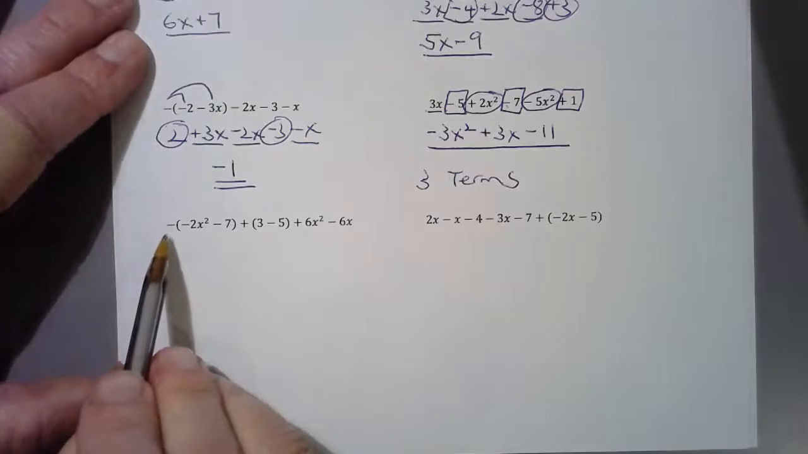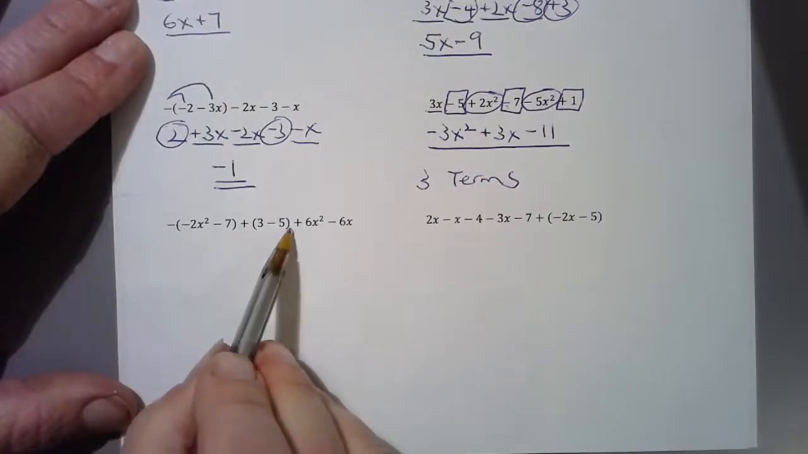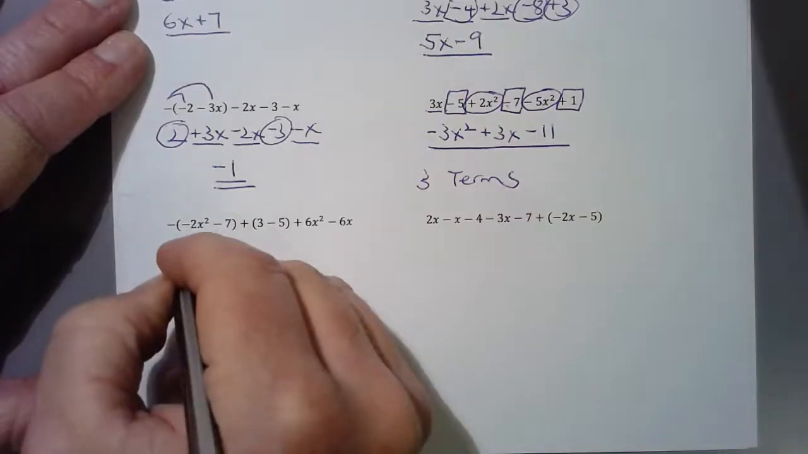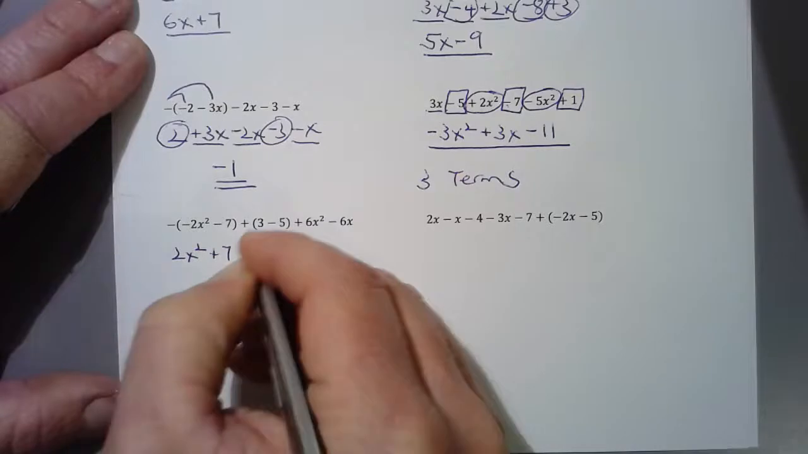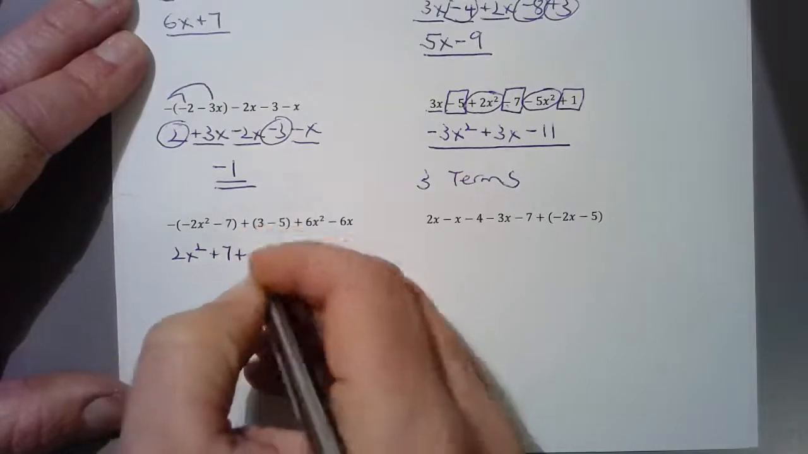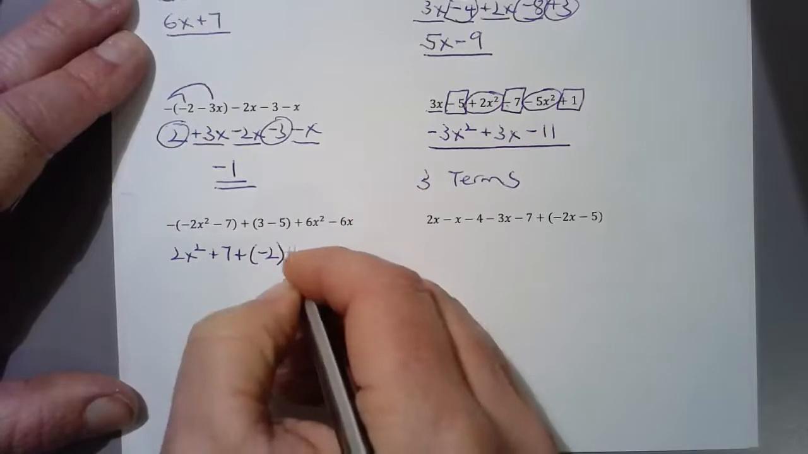We're going to change the sign of everything inside of this one. These we're going to leave the same. 2x squared, positive. Positive 7. 3 minus 5 is negative 2.